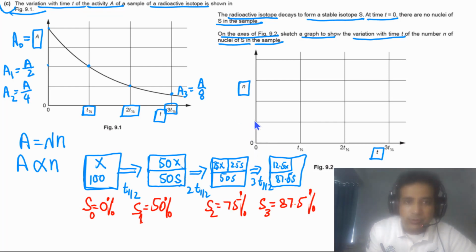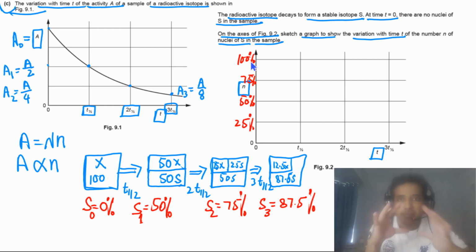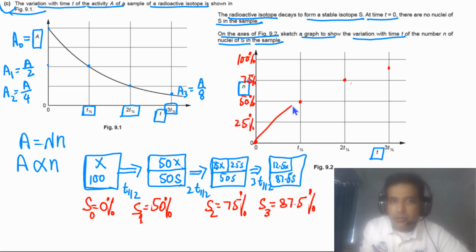So we can label the axis: here 25%, here 50%, here 75%, and here 100% number of nuclei in the sample. First we have 0, so we use one dot here. After one half-life we have 50%, after two half-lives 75%, and after three half-lives 87.5%. Now we simply connect these points, so we can draw this exponential growth curve like this.